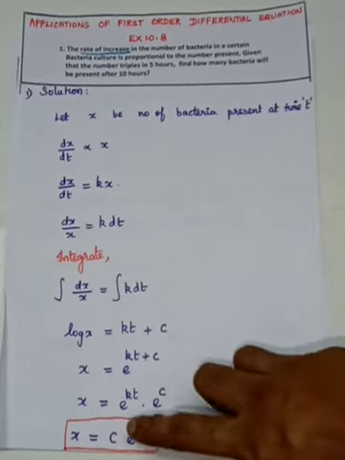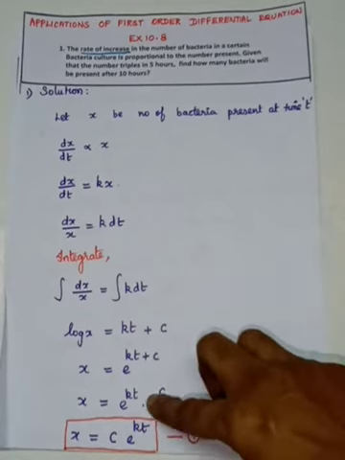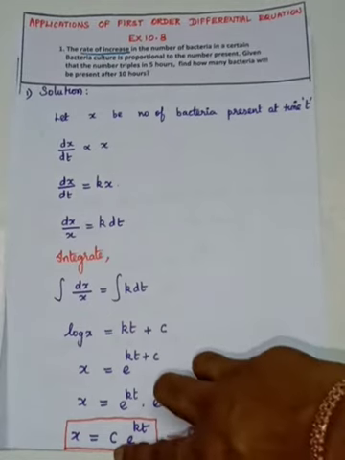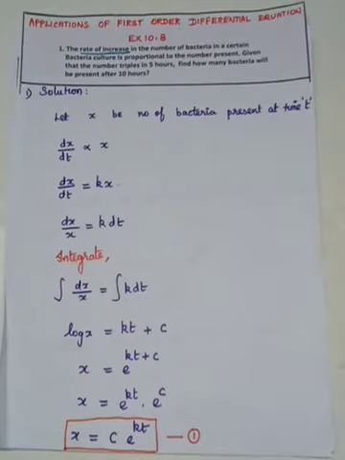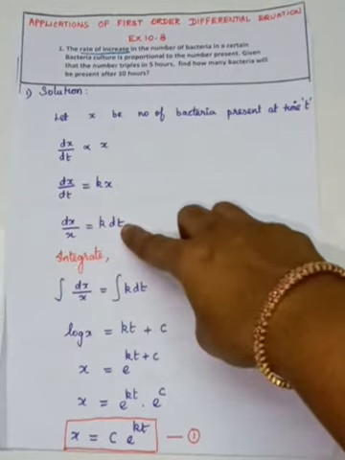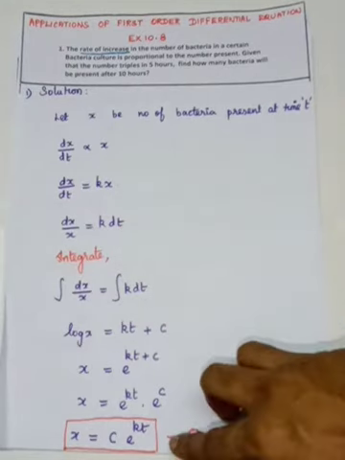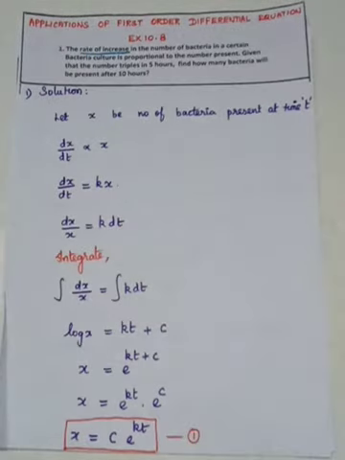Therefore x is equal to, e power c is a constant, so we can denote that constant as c. So x equals c e power kt. We solved this differential equation and found the solution. The second step is over.